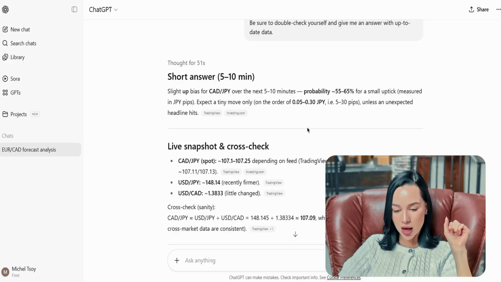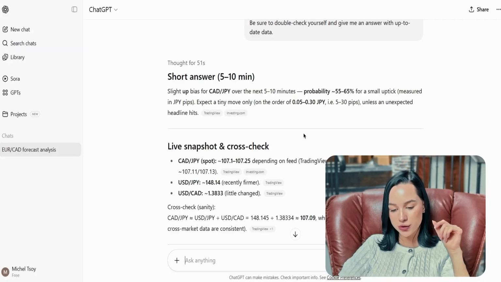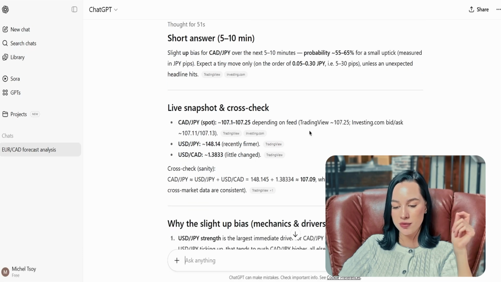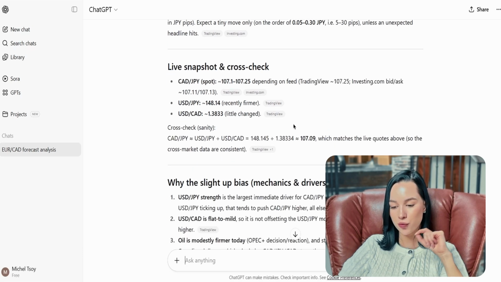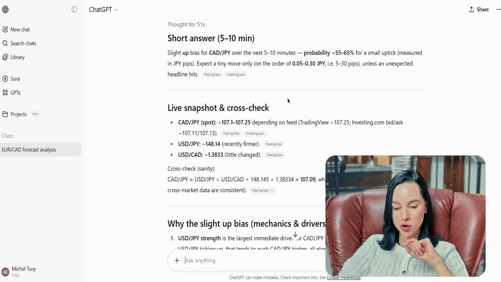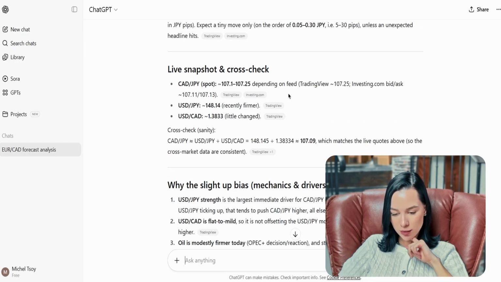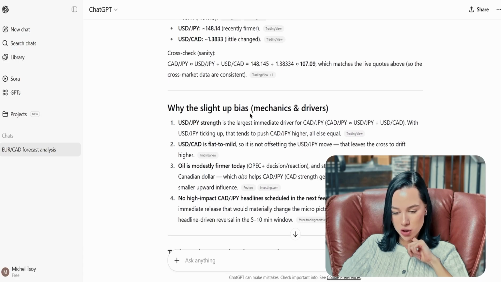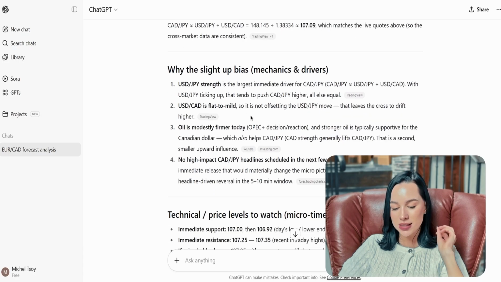Okay, so here is the short answer: up for this currency pair over the next 5 to 10 minutes. Probability is around 55 to 65 percent for a small uptick measured in Japanese pips. Okay, it's saying expect a tiny move only, unless an unexpected headline hits. Here we also have live snapshots and cross-check, and why this: mechanics and drivers.